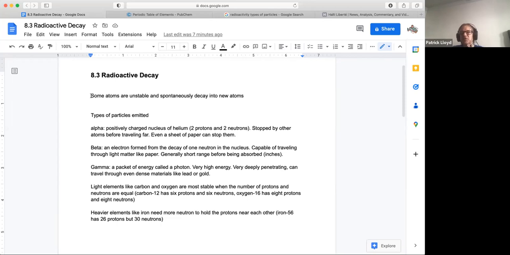Very deeply penetrating. We use the term penetration here, that it can go through a lot of matter. And it can even go through lead and gold. You know, it's a very high energy particle.